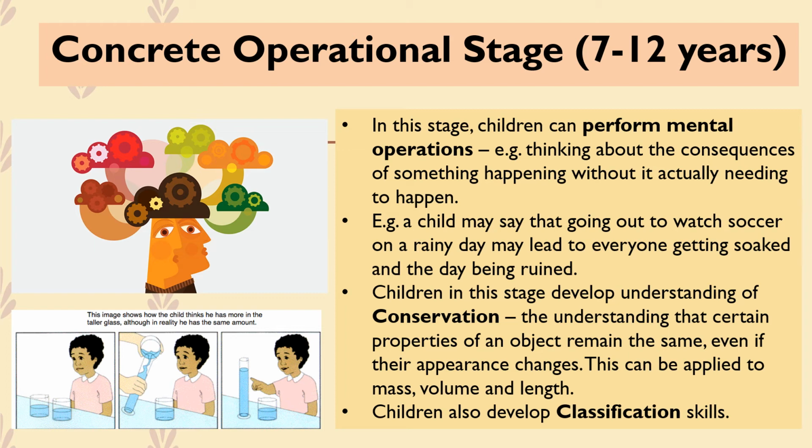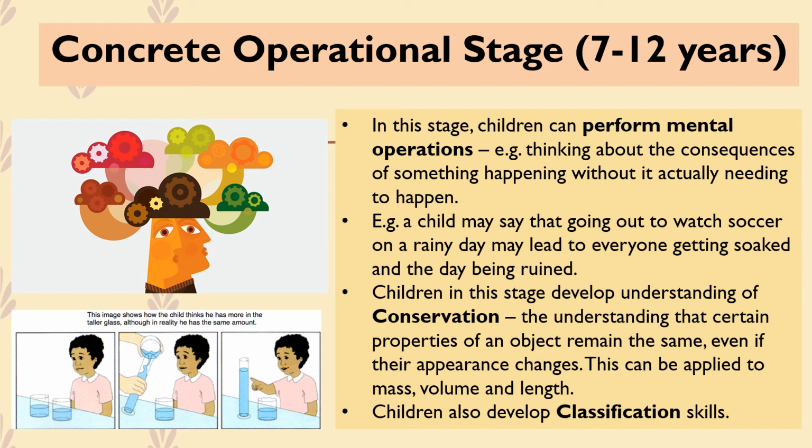And a child can actually perform mental operations that are more complex. So not just maths, but also, for example, they can think about, okay, when I go home, if I do my homework straight away, it will make my mum happy. And my mum will then give me extra dessert after dinner time. So they can actually think about the consequences of something happening without actually doing it. So they can start planning in advance.